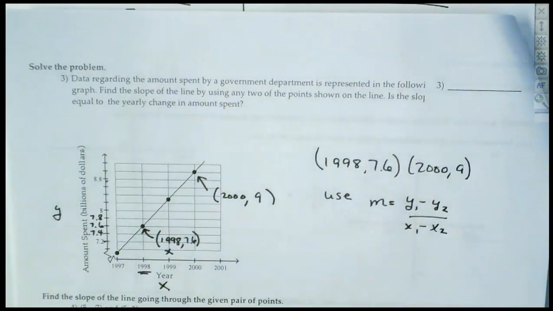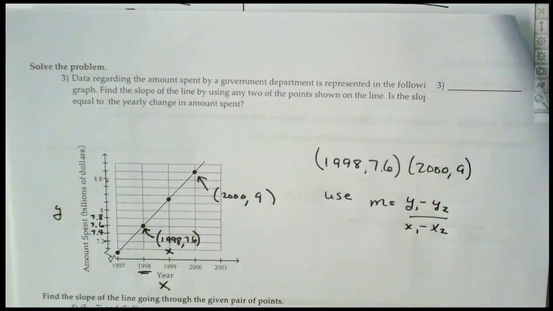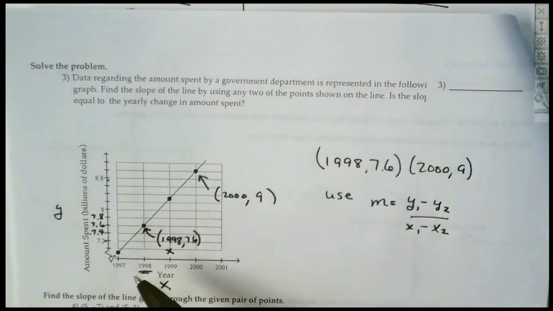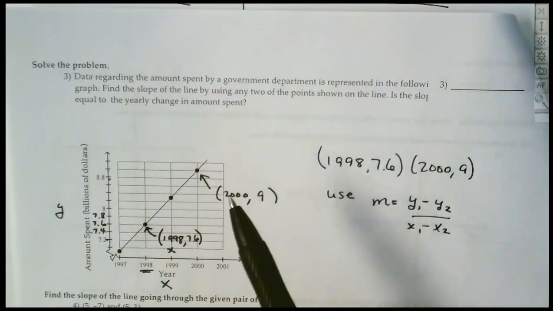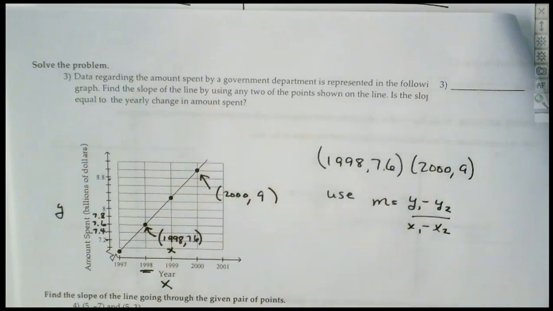Okay, so what we had to do was we looked at our picture. Now, look at your picture. Of course, you're looking at government spending, right? We know government spending always goes up. Look at your graph. Your graph has a positive slope, so it's going up. That makes sense. You know, government spending always goes up. Now, we want to figure out what is the change per year. How much more are we spending every year?